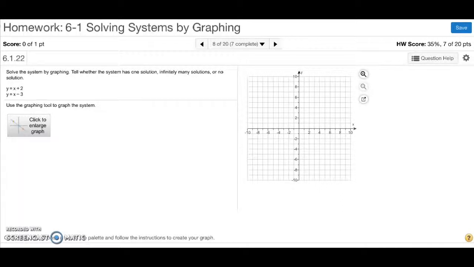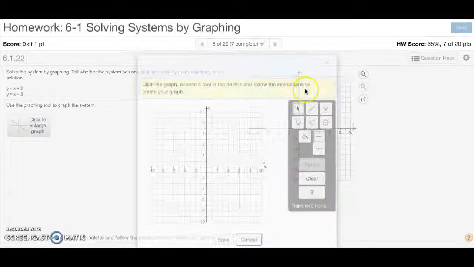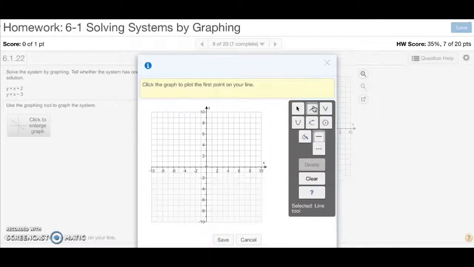Alright, number 8 is asking you to solve the system by graphing, and you need to tell whether the system has one solution, infinitely many, or no solutions. Now, we see that these are both solved for y in slope-intercept form already, so all we have to do is graph it. For the first equation, I have a slope of 1 and a y-intercept of 2. So start at 2 and then go up 1 over 1, rise over run.